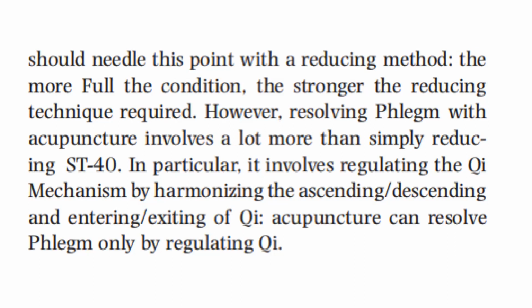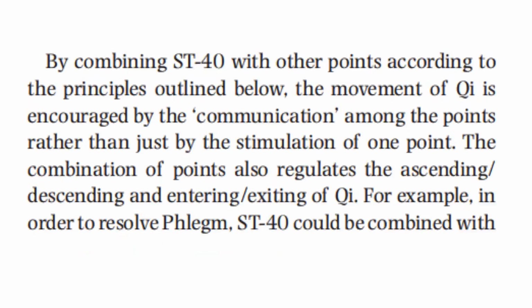In particular, it involves regulating the qi mechanism by harmonizing the ascending, descending, and entering, exiting of qi. Acupuncture can resolve phlegm only by regulating qi. By combining stomach 40 with other points according to the principles outlined, the movement of qi is encouraged by the communication among the points rather than just by the stimulation of one point. The combination of points also regulates the ascending, descending, and entering, exiting of qi.